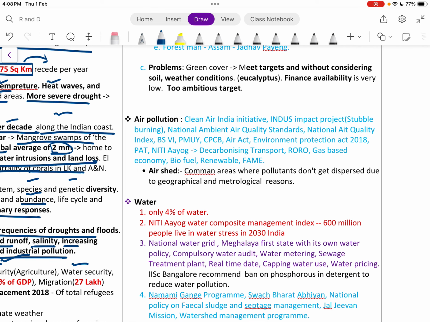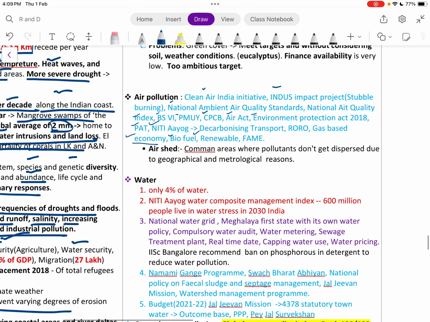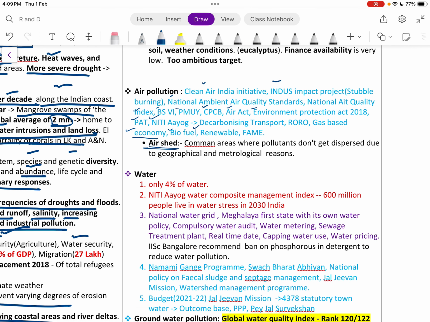Air pollution. What do we have? The Clean Air Initiative, Indus Impact Project, National Ambient Air Quality Standards, National Air Quality Index, BS6, PM. Central Pollution Control Board, Air Act, Environment Protection Act, PAT, Niti Aayog. Decarbonized transportation, RoRo service, gas-based economy, biofuel, renewable energy, FAME, among others. Airshed: common areas where pollutants don't get dispersed due to geographical and meteorological reasons.